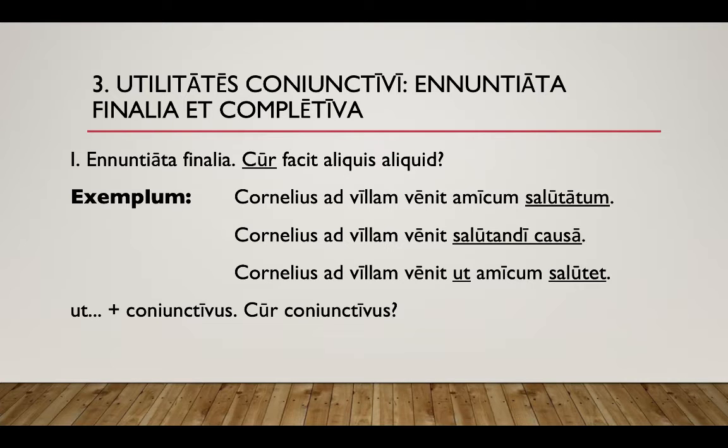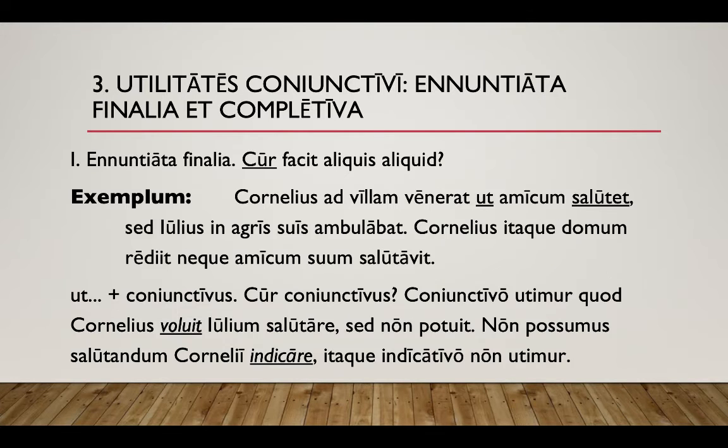So remember that the conjunctive mood conveys possibilities. Why do we use it here? Why do we use the conjunctive in this sentence, ut amicum salutet, in order to greet his friends? Well, read on. Cornelius ad vilam venerat ut amicum salutet, sed Julius in agri suis ambulabat. Cornelius itaque domum rediit, neque amicum suum salutavit. Right? Cornelius went to the villa in order to greet his friend, but Julius was out walking in his fields. Cornelius therefore returns to his own home and does not get a chance to greet his friends.